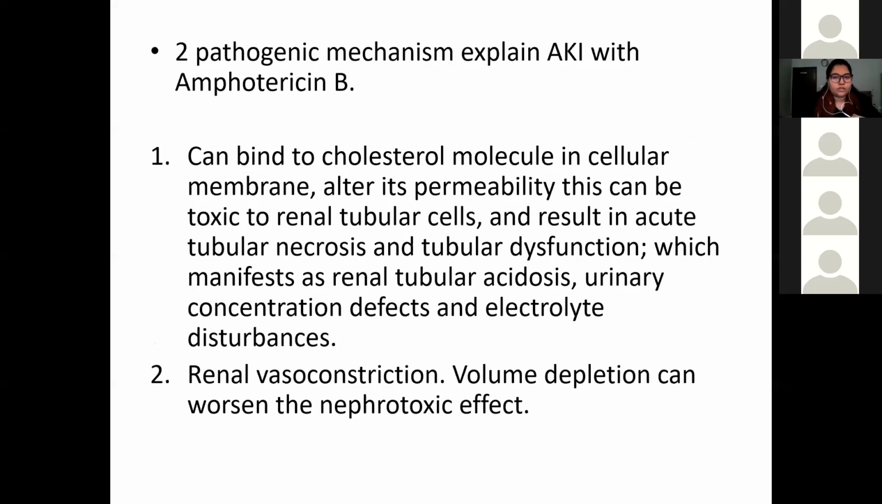Two mechanisms by which amphotericin B can cause acute kidney injury. One is that it can bind to cholesterol molecules in the cellular membrane, which alters its permeability. This can be toxic to renal tubular cells and result in acute tubular necrosis and tubular dysfunction, which manifests as renal tubular acidosis, urinary concentration defects, and electrolyte disturbances. The second mechanism is renal vasoconstriction, which can cause volume depletion and worsen the nephrotoxic effect.